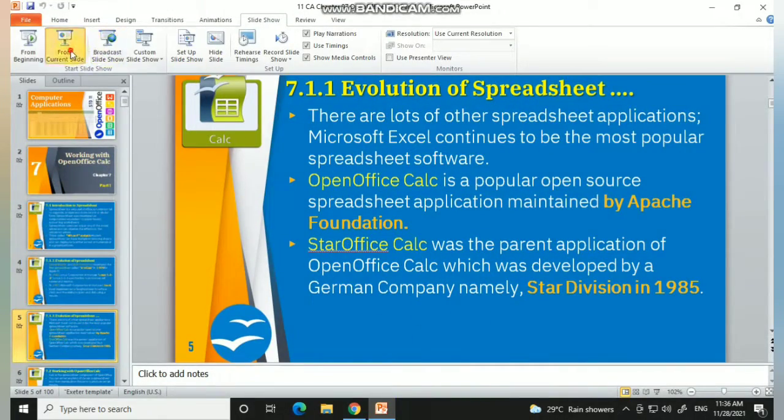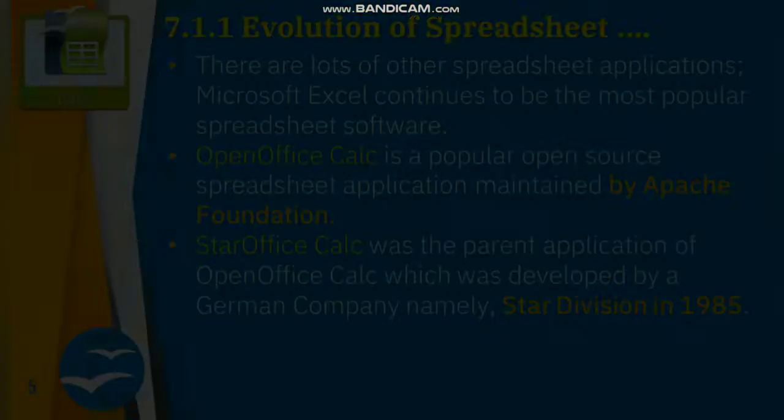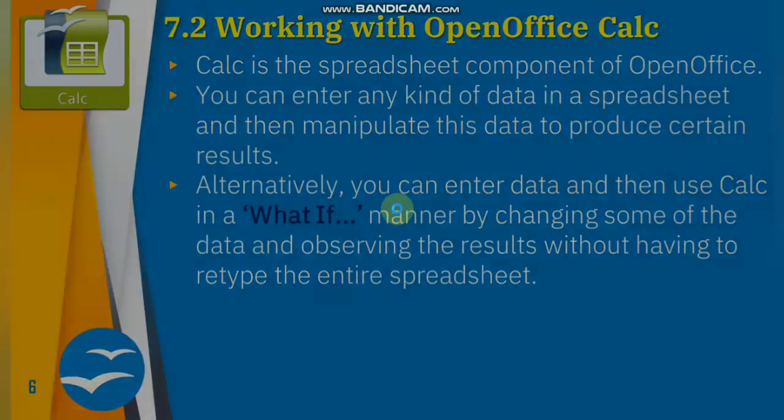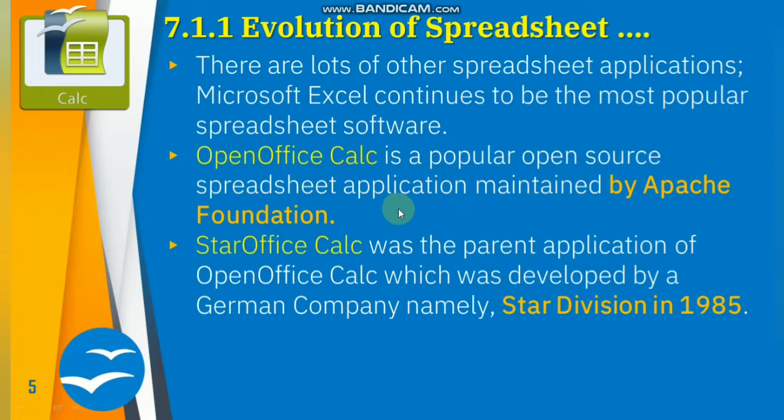Then the next thing we are going to see is how to work with OpenOffice Calc. Before that we will see the evolution of spreadsheets, which is continuing. There are lots of other spreadsheets also. So you have OpenOffice Calc, which we are going to see now in our chapter, and this is maintained by the Apache Foundation. Lotus 123 was developed by Lotus Corporation.